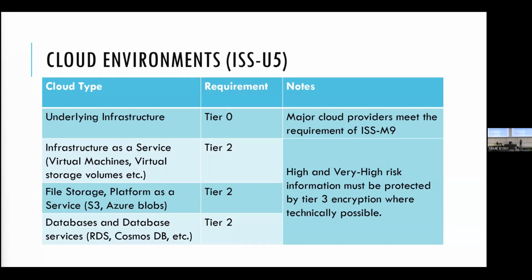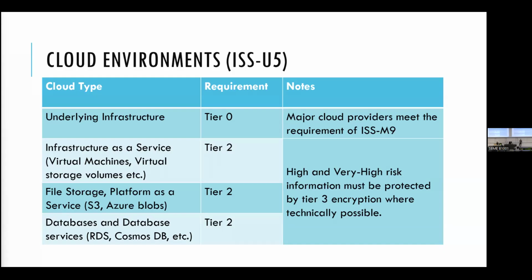When it comes to infrastructure as a service, if you have your virtual machines, if you have your virtual storage volume that you're using there, these need to have tier 2 encryption. So at least storage level encryption, or the entire volume encrypted, volume level encryption. When it comes to file storage platforms, when we talk about S3, Azure Blobs, or whatever you're using in the cloud to store your data, if it's a service or a platform that you're using, then these need to have tier 2 encryption.